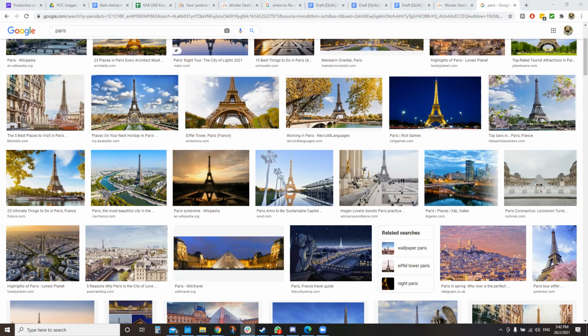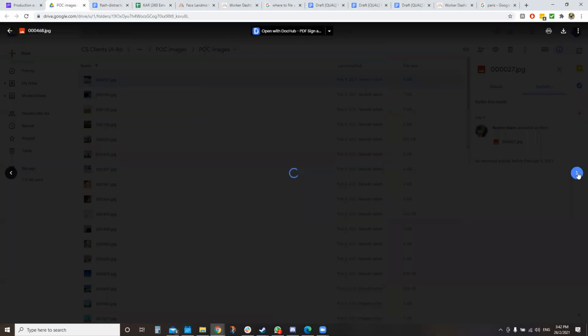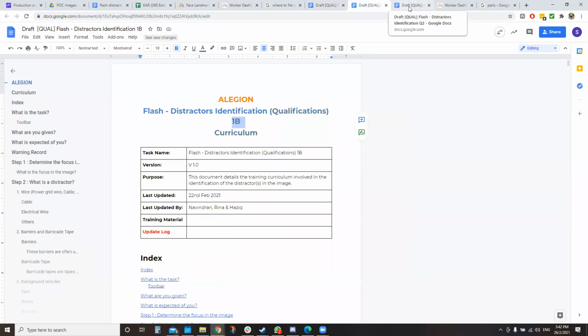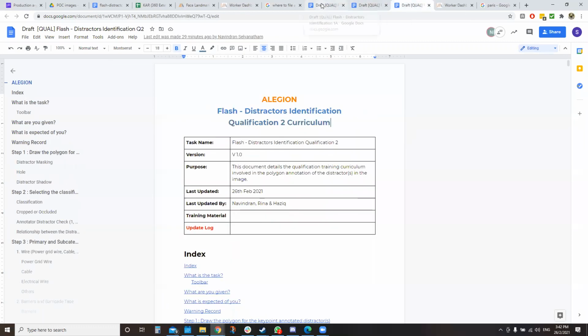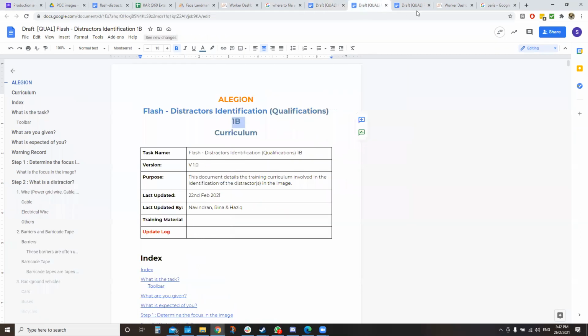So with that said, what we have designed is that we have made the quals into three different quals, so that you would understand the whole process of this qualification.